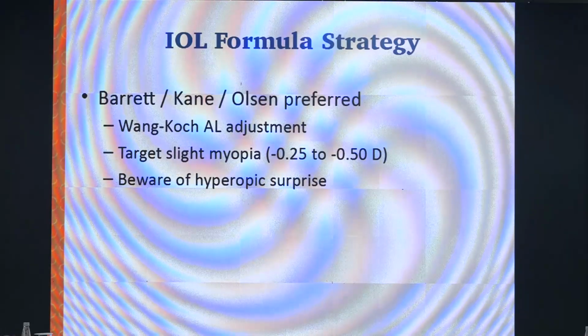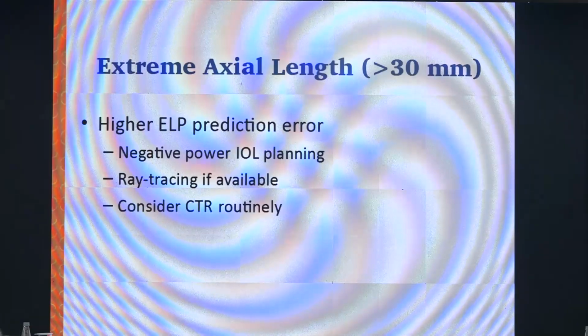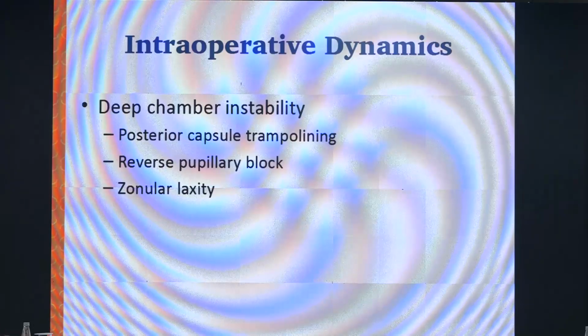Also, there are other formulae like the Kane and the Olsen, which take into consideration that the ratio of the posterior segment of the eye is altered. So you have a larger vitreous cavity, and that too has a liquefied vitreous. So the refractive indices change, and these formulas take that into consideration. But for the general ophthalmologist, always target myopia, maybe minus 0.5 or 1, and definitely beware of a hyperopic surprise. Obviously, because of the deep anterior chamber, the ELP may be different. So negative power IOL planning also needs to be done.